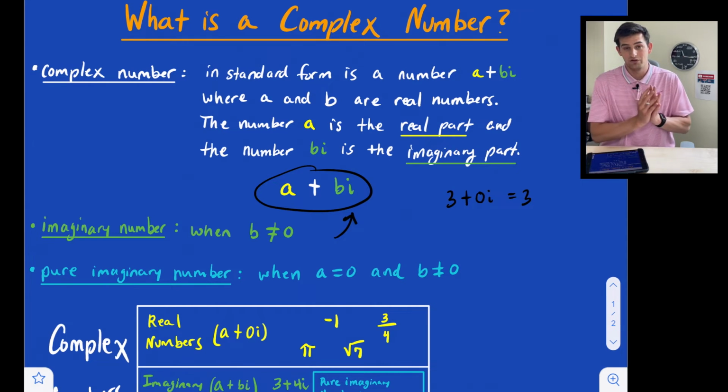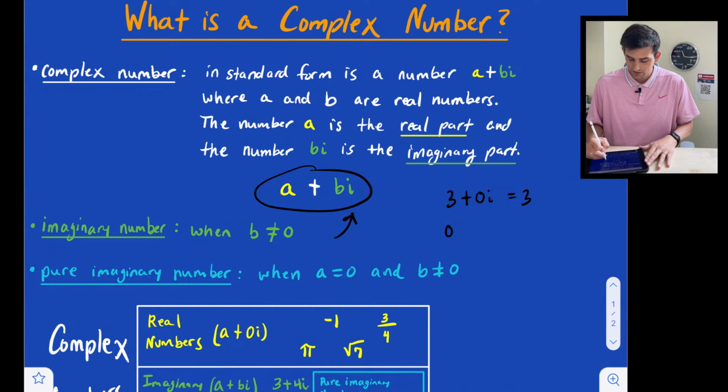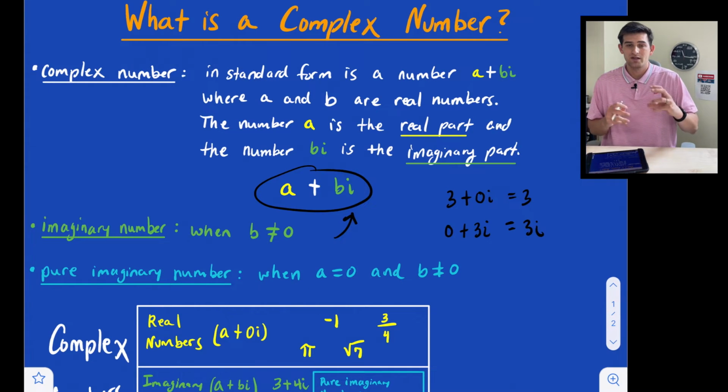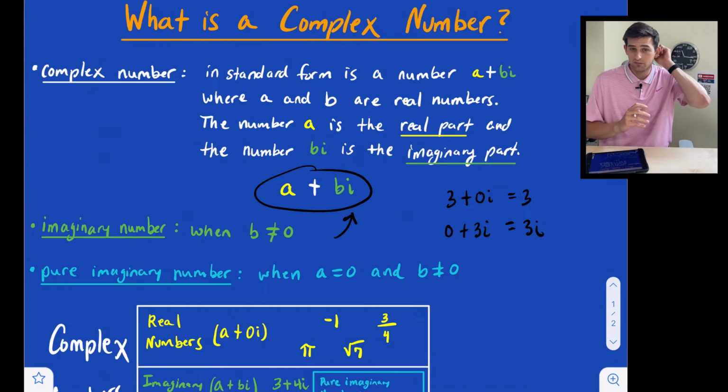Now, what we call a pure imaginary number is when a is equal to 0 and b is not equal to 0, right? Because think about what that would do. If a was 0, say we had 0 plus 3i, well, now the real part of our complex number is 0, so it goes away, right? So this is just equal to 3i. So essentially it becomes what we call a pure imaginary number because there is no real part attached to it. It's still part of the complex number system, but we would call it a pure imaginary number because it's just the number and then i with it.